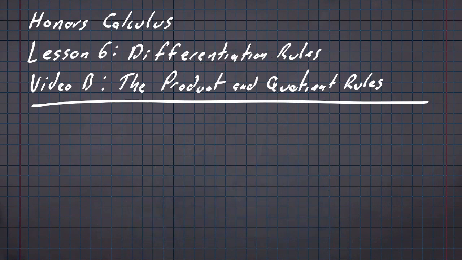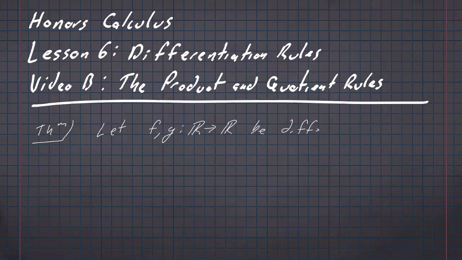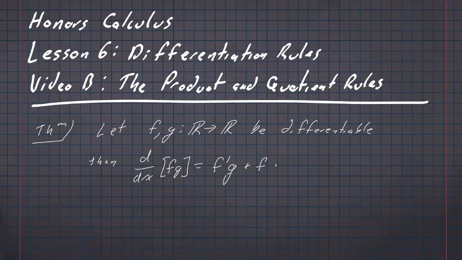The product rule says very simply that if we have two differentiable functions f and g, then the derivative of the product fg is the derivative of the first, f prime, times the second, g, plus the first, f, times the derivative of the second, g prime.